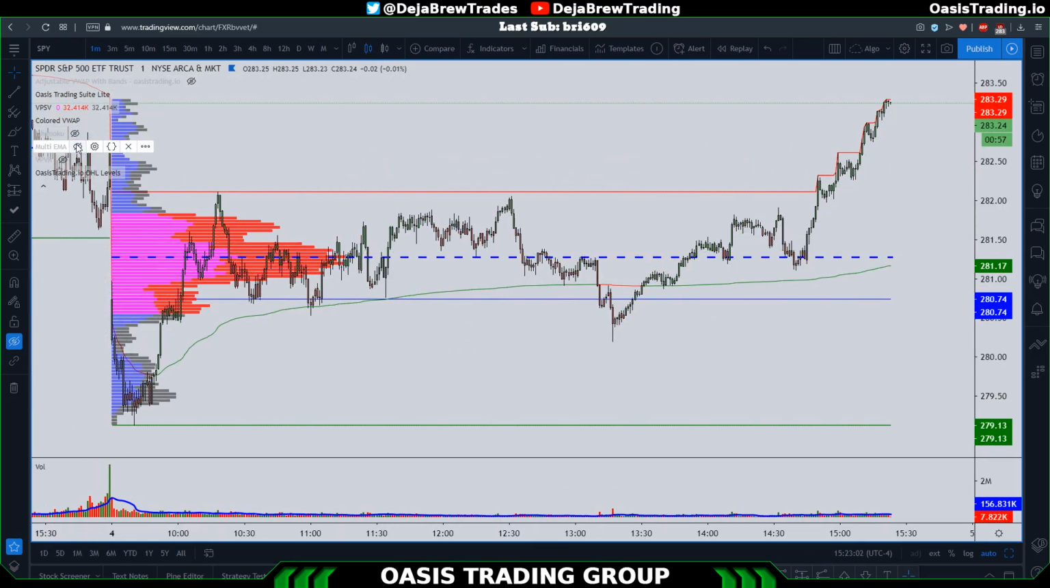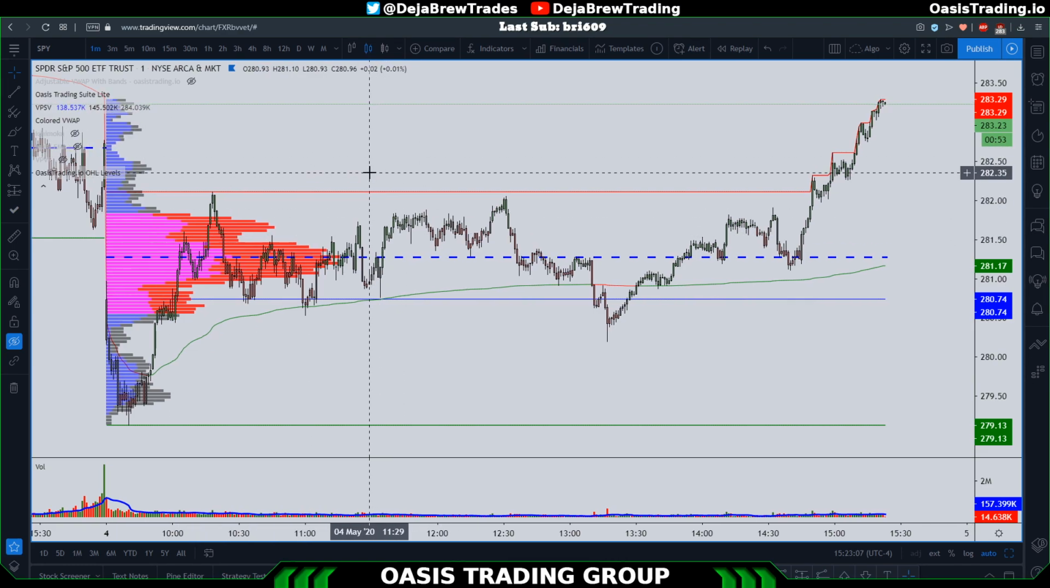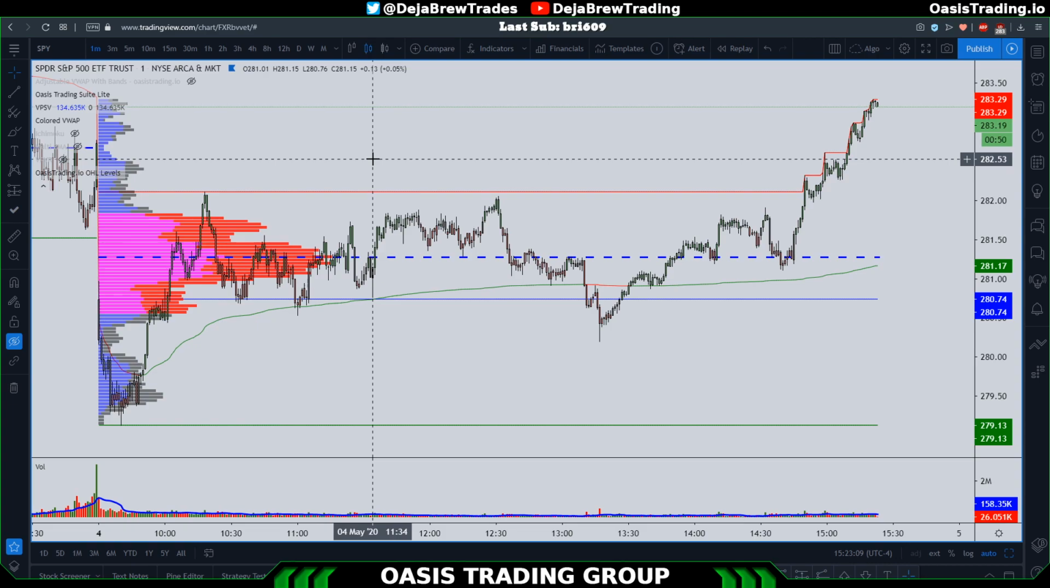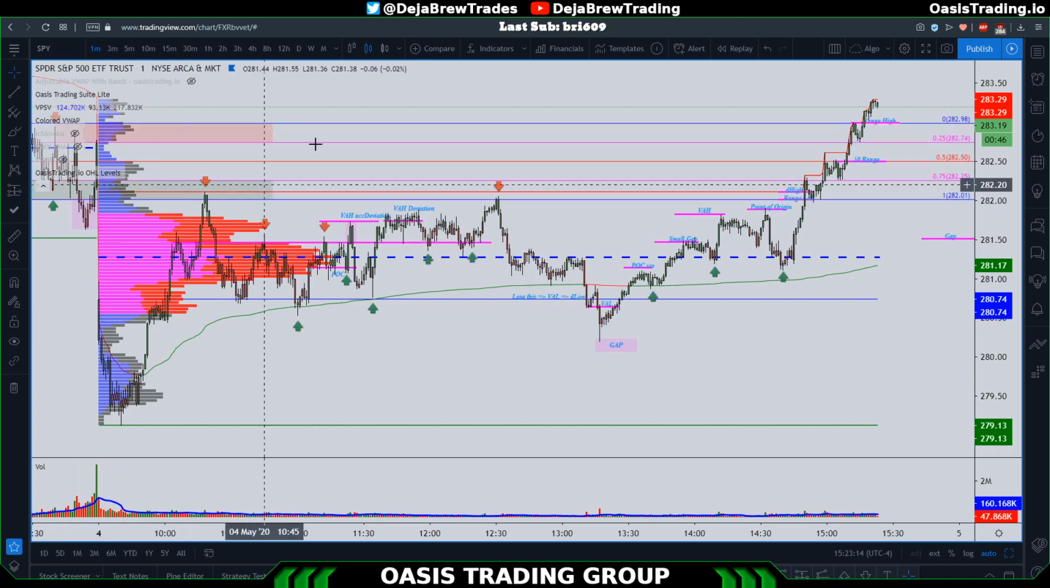So a little bit of each strategy: VWAP traders, EMA traders, volume profile traders. You can see kind of how Ichimoku traders as well. You can see how you could have traded this session.